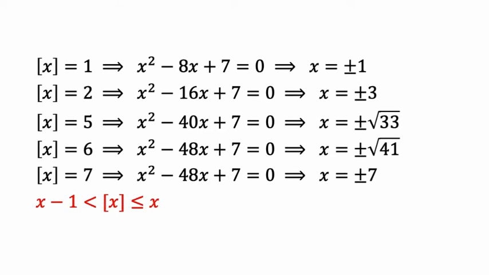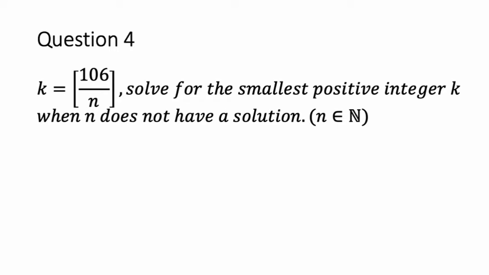Remember that x minus 1 will be less than the function of x, which is less than or equal to x. This means that the only correct solutions for x will be 1, the square root of 33, the square root of 41, and 7. And this is how we solve our third question. Let's now look at our question 4.